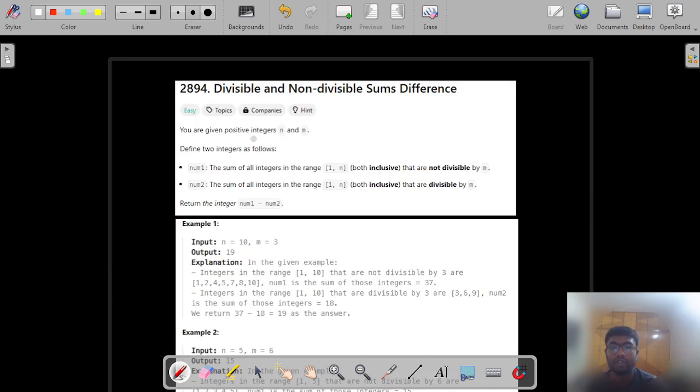You are given positive integers n and m. Define two integers as follows. Nums1: the sum of all integers in the range 1 to n, both inclusive, that is the lower and the upper bound also inclusive, that are not divisible by m. Nums2: all the integers within the range 1 to n that are divisible by m.